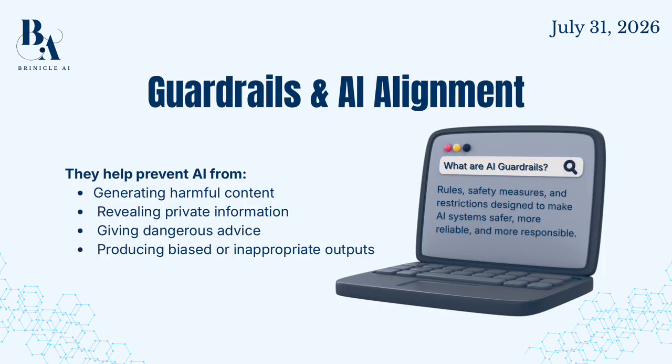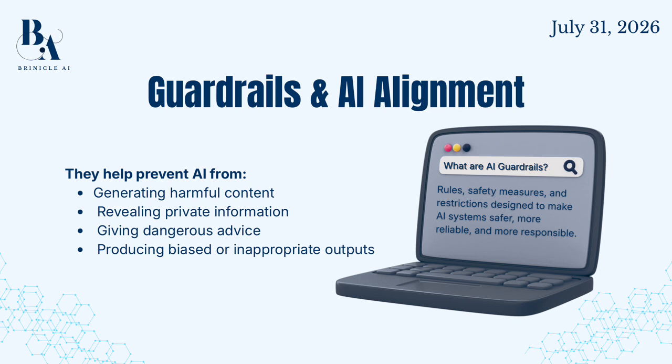As AI becomes more powerful, safety becomes increasingly important. An AI model doesn't automatically understand human values or know what information is appropriate to provide. It follows patterns it learned from data. Guardrails are additional safety systems placed around AI to reduce harmful behavior. They can filter unsafe content, protect user privacy, and guide the model toward better responses.